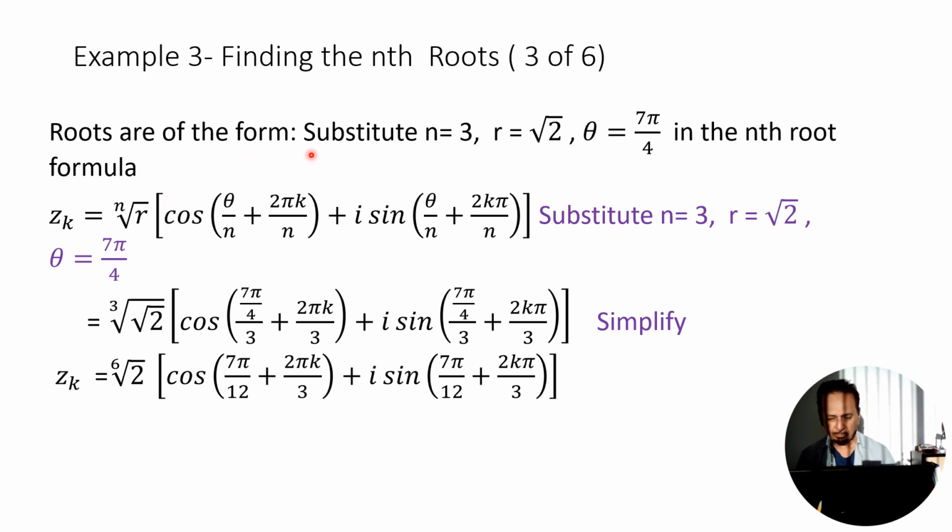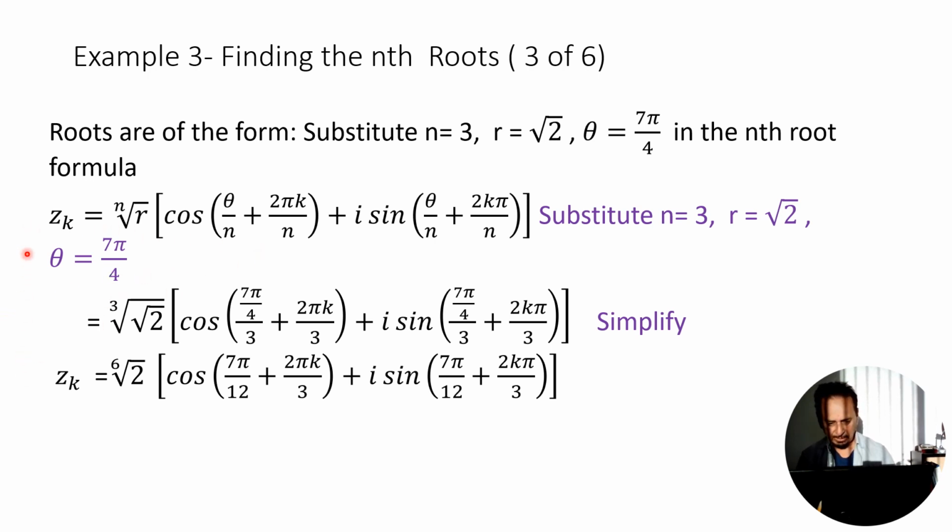Now the roots. Substitute n equal to 3, r equals square root of 2, theta equals 7 pi over 4 in the nth root formula, which is z sub k equals nth root of r times cosine of theta over n plus 2 pi k over n plus i times sine of theta over n plus 2k pi over n. We can substitute n equals 3, r equals square root of 2, and theta equals 7 pi over 4.